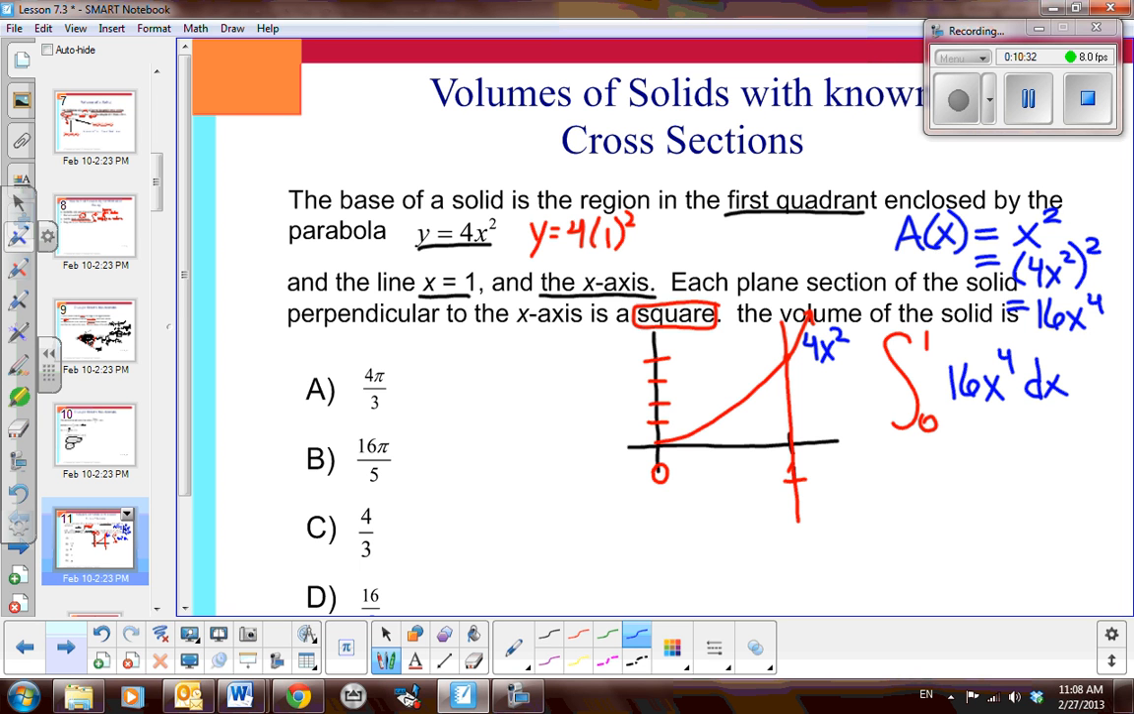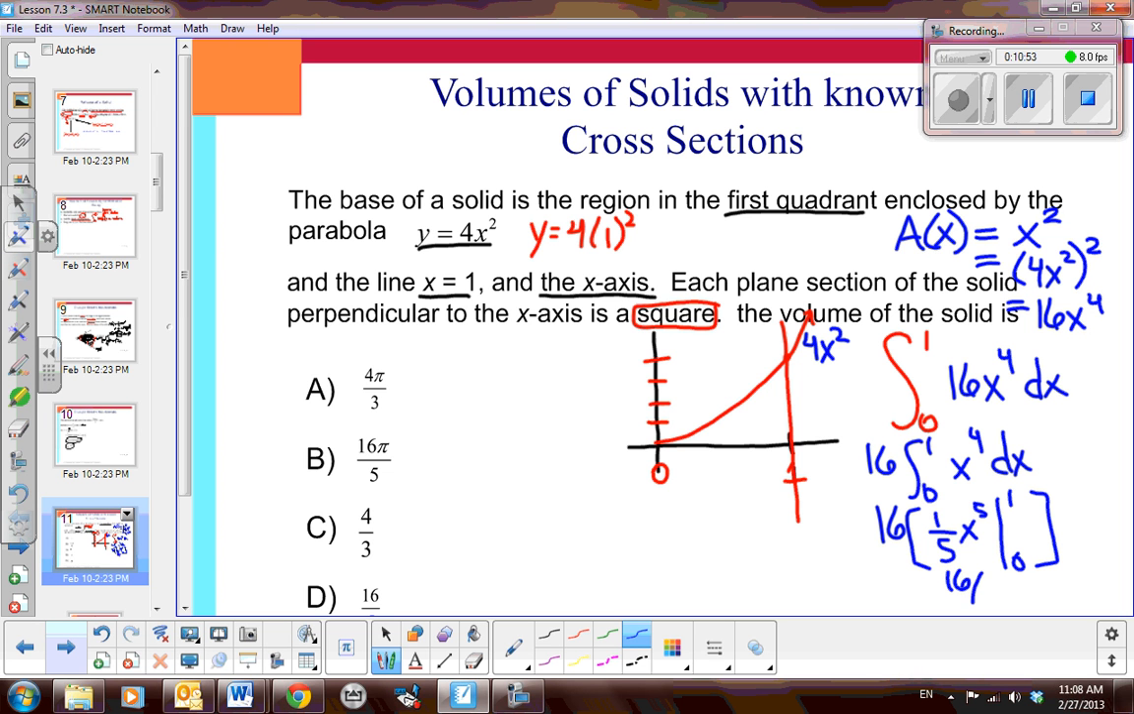Now, if I wanted to make it easier, I could bring the 16 out, integrate from 0 to 1 of x to the 4th dx. So now I'm going to find the antiderivative and evaluate it, 1/5 x to the 5th, and evaluate from 1 to 0. So we can see then we're going to get 16/5 would be the volume, so units cubed, of this solid. Great. How you feeling? I hope good.